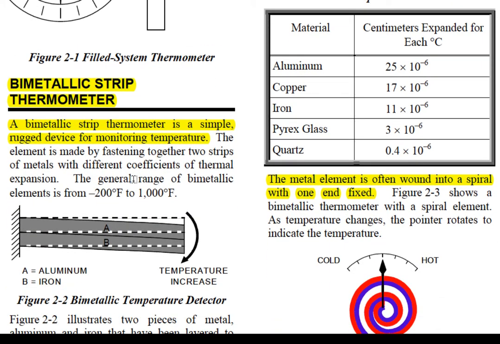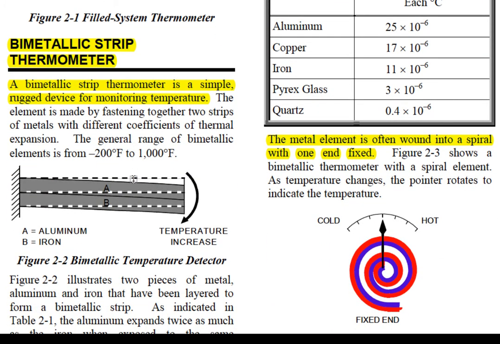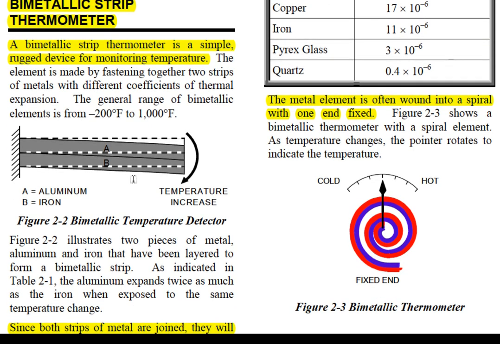All right, moving along, we're going to go to the bimetallic strip thermometer. This is a really interesting device. The bimetallic strip thermometer uses a simple rugged device for monitoring temperatures. This is what's fascinating about it. It has two types of metal. These two strips of metal are joined together, as you see alpha and bravo here.